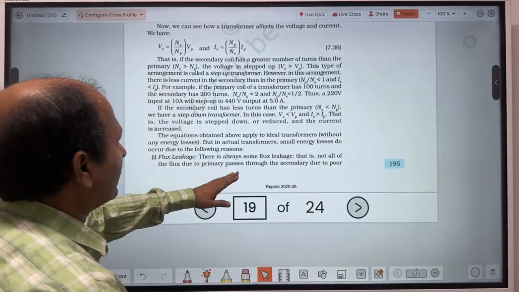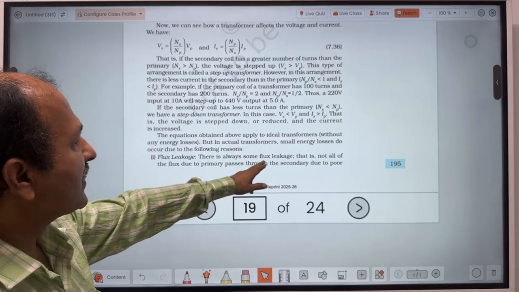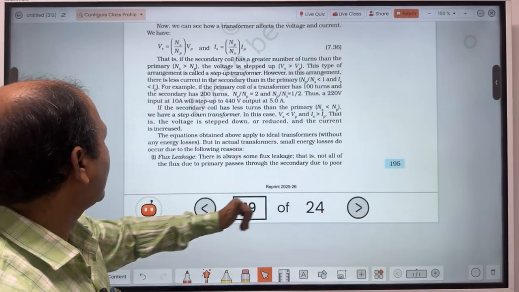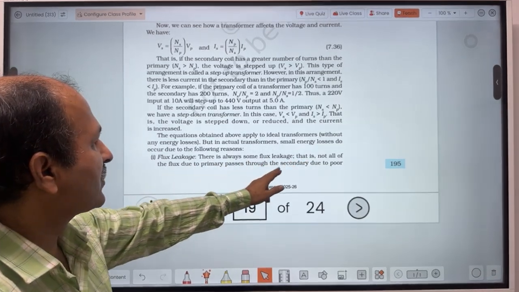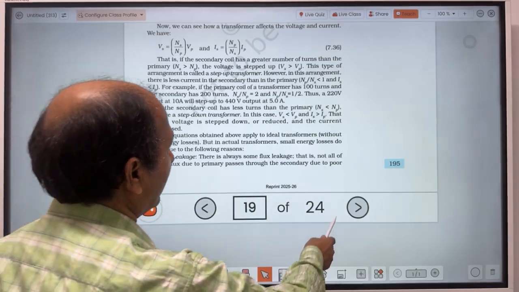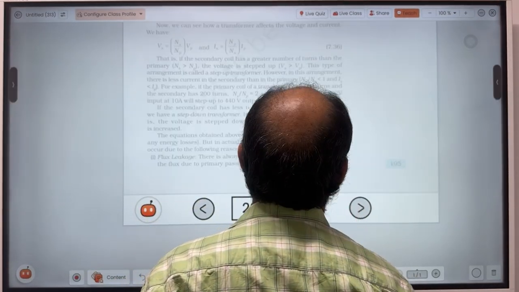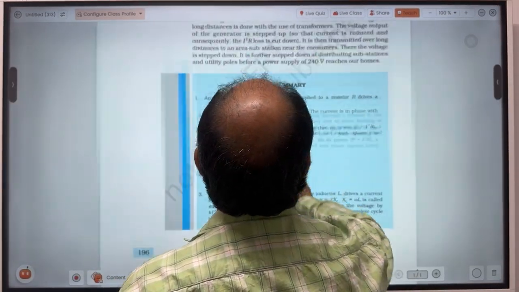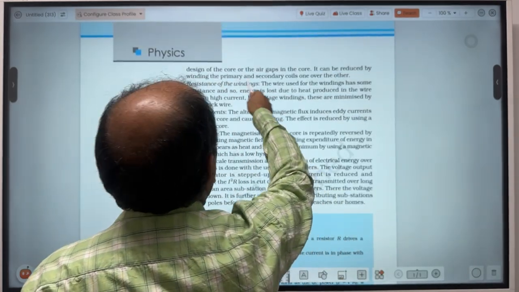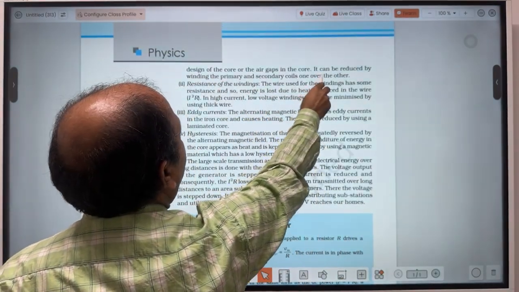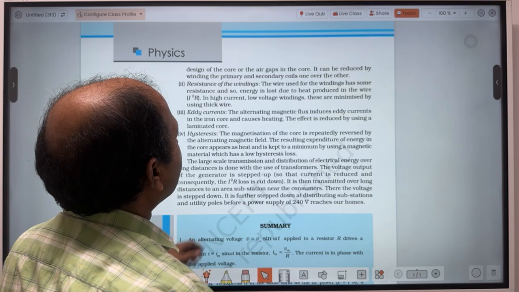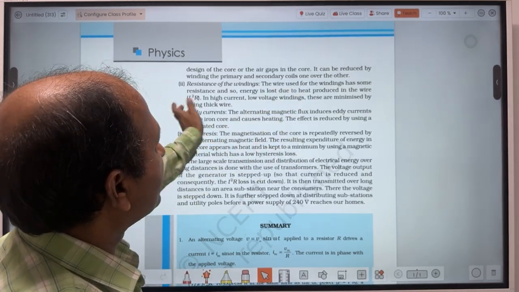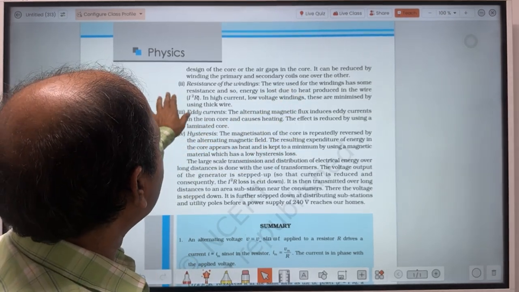Flux leakage is the first type of energy loss. There is always some flux leakage. That is, not all of the flux due to primary passes through the secondary due to poor winding. This is an important point. And it can be reduced by winding the primary and secondary coils one over the other. So the first type of transformer will be preferred.